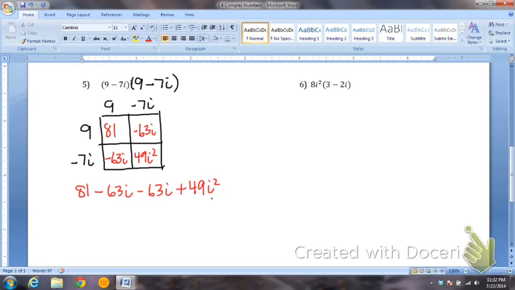So you should have 81 minus 63i minus 63i plus 49i squared. Remember, there are a couple things we need to take care of here. Negative 63i and negative 63i. So I should have 81, and negative 63i and negative 63i is a negative 126i. And then we talked about earlier again, if there's an i squared, it becomes negative 1. So 49 times negative 1 is negative 49. And then my last step here is to combine 81 and negative 49. So 81 minus 49 is 32, I believe, minus 126i.